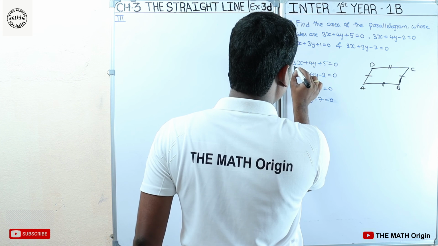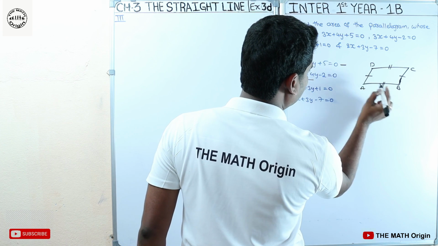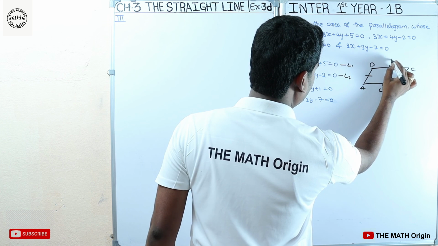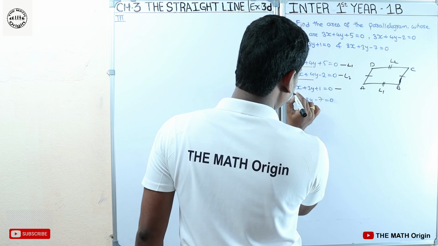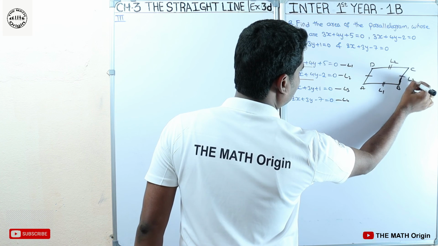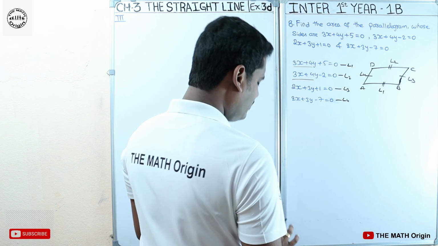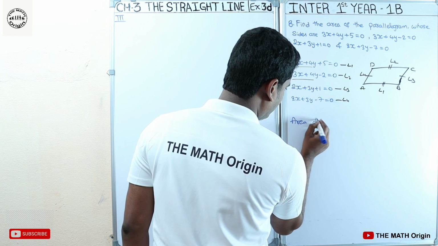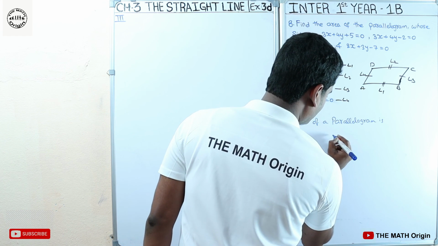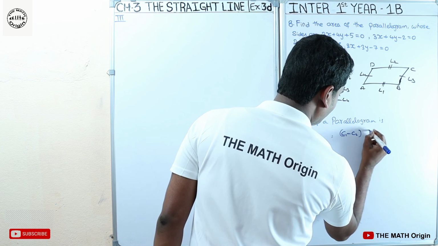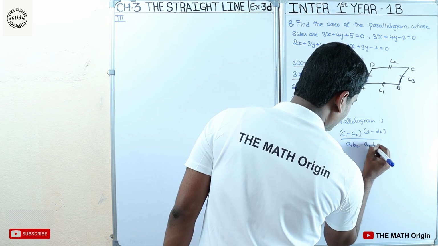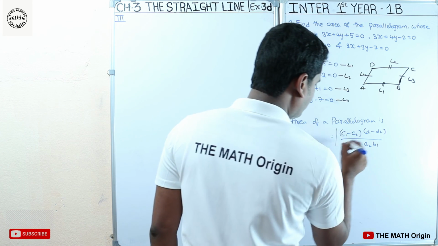With this I can say 3x plus 4y, 3x plus 4y, both are parallel equations. Therefore I can say this as L1 and CD L2. And these two, 2x plus 3y and 2x plus 3y, this is L3 and this is L4. You can say BC as L3 and CD as L4. Okay, now the formula for the area of a parallelogram is C1 minus C2 into D1 minus D2 by A1 B2 minus A2 B1, which is of modulus.